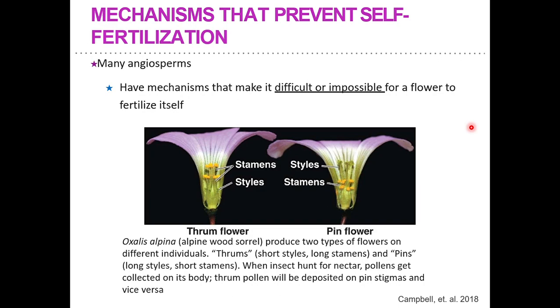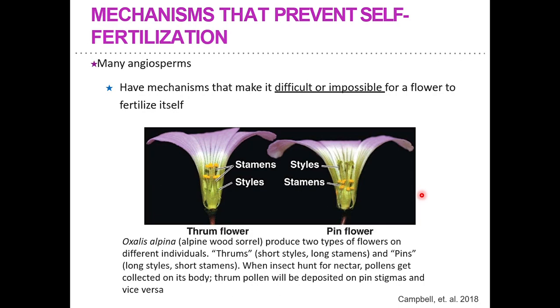So, mechanisms that prevent self-fertilization. In many angiosperms, there are mechanisms that make it difficult or even impossible for a flower to fertilize itself. For example, as shown in this figure, Oxalis alpina, also known as alpine wood sorrel. This plant produces two types of flower on different individuals, known as thrum flower with short style and long stamen, and also pin flower with long style and short stamen.